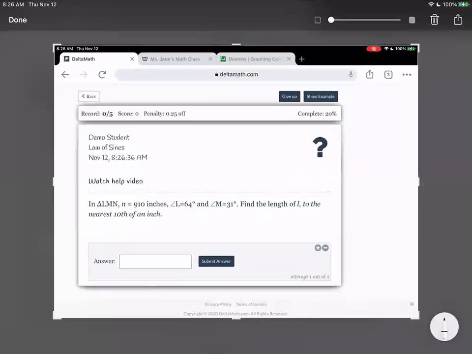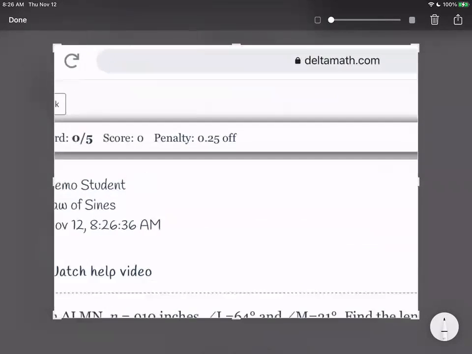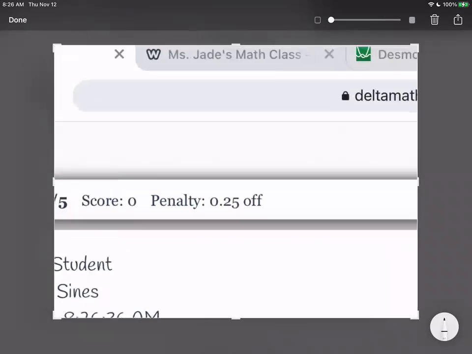Okay, so this category is law of sines, and let me write down the law of sines for you. Just write it up there.